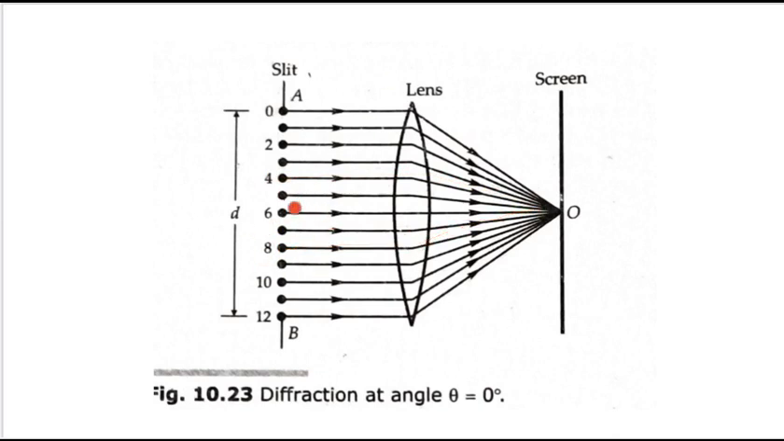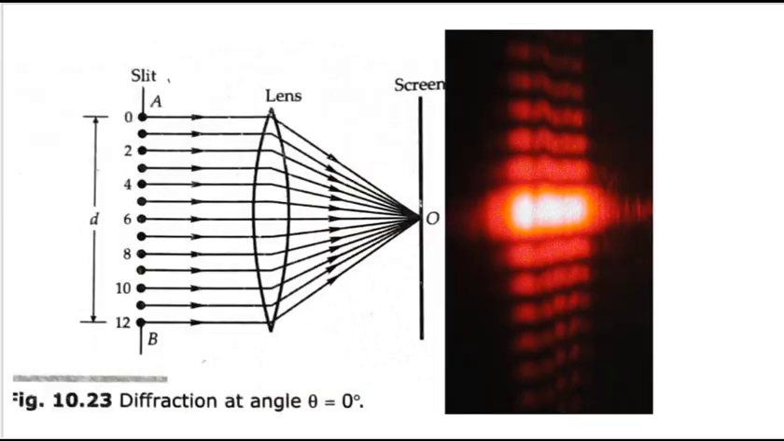they will be in phase with each other, and the wave traveling from 6 goes and strikes the point O. So at the point O you will get a bright fringe, a maximum intensity of light, and this point O will be known as your central maximum. You will get something like this bright spot. Can you see this one? This is your central maximum.